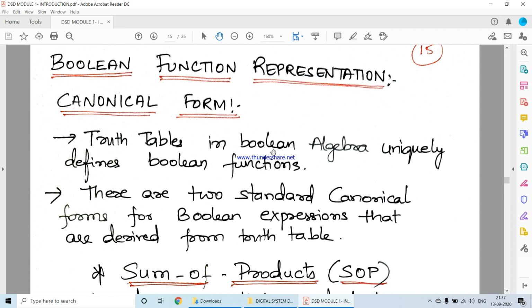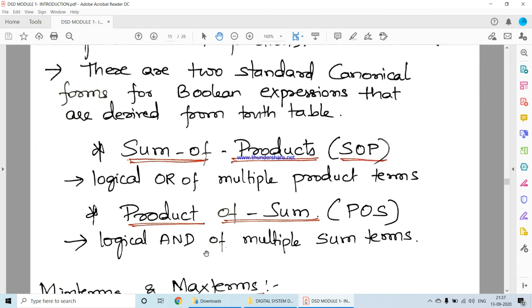Normally in Boolean algebra, the Boolean functions or Boolean expressions that we take, we represent in canonical form. There are two standard canonical forms. One is sum of product, the other one is product of sum. Sum of product will work on min terms, product of sum will work on max terms. Now we'll see what that is.